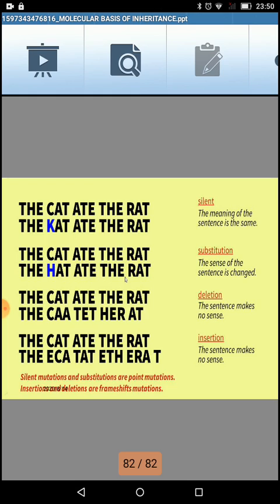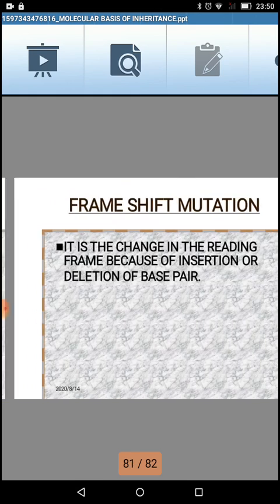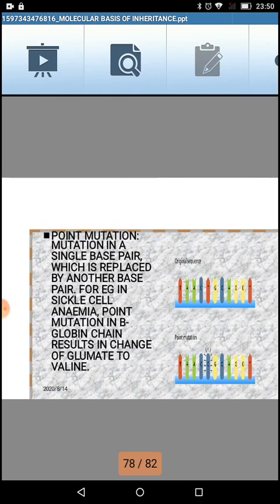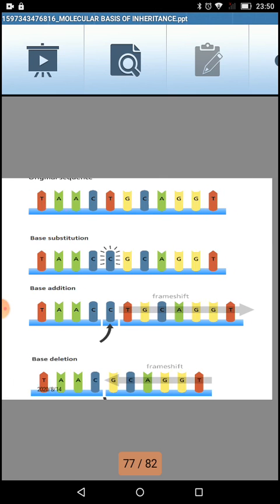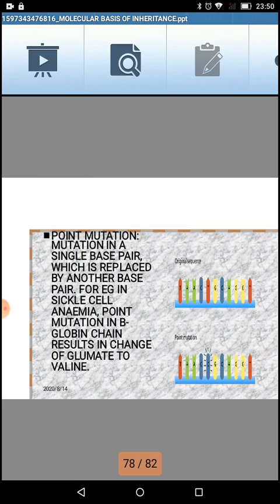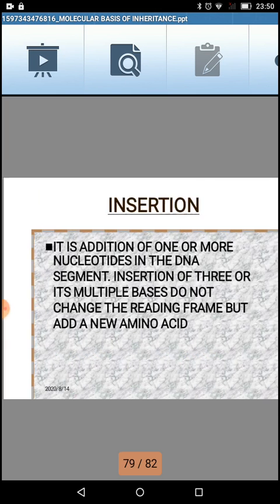Now let me just read the definitions which are there. To start with, what is point mutation? A mutation in a single base pair, which is replaced by another base pair. For example, in case of sickle cell anemia, we have already studied in one of our lectures, a point mutation in the beta globin chain results in change of glutamate to valine.